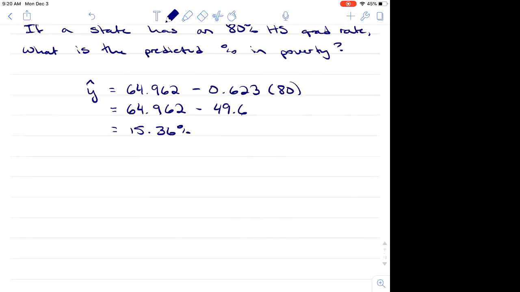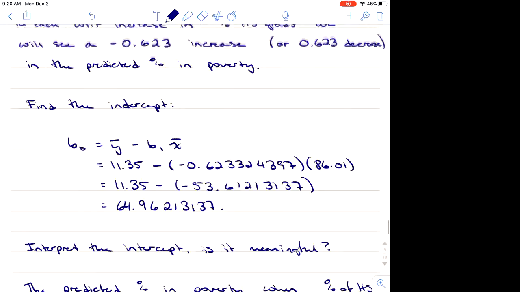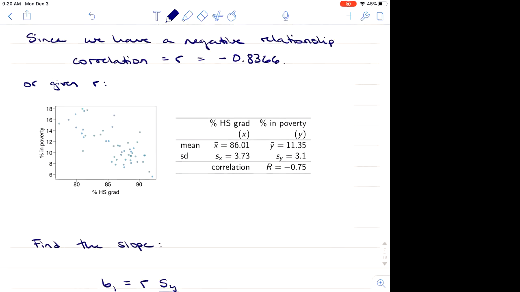One little itty bitty thing, right? If you're predicting for values outside the range of the data, so in this case our X's went from somewhere between 75 to, let's say, 100, right? If you're using a value of X to predict Y that's outside this range, you're extrapolating, okay? And so you can still use it, but you're not as sure of your predictions.